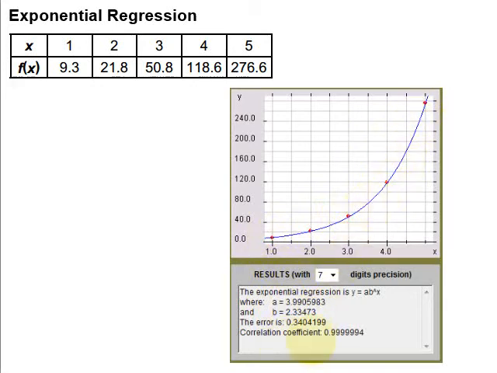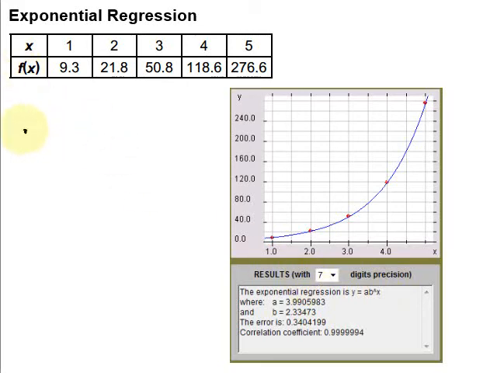Now notice this one has a correlation coefficient of 0.9999994. Okay, so it's not perfect. So that means the things that we get out, if we were to estimate, say, what's the value at 2.5? Well, it's not necessarily going to be exactly that, because the correlation coefficient, it doesn't fit our data perfectly.